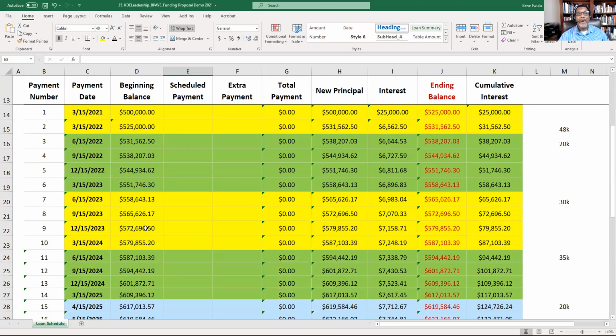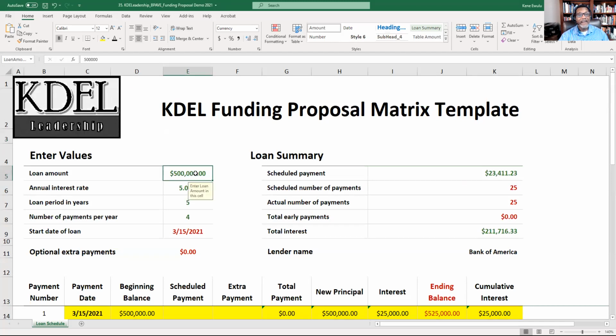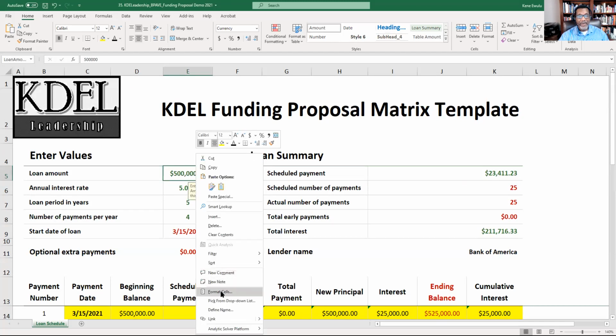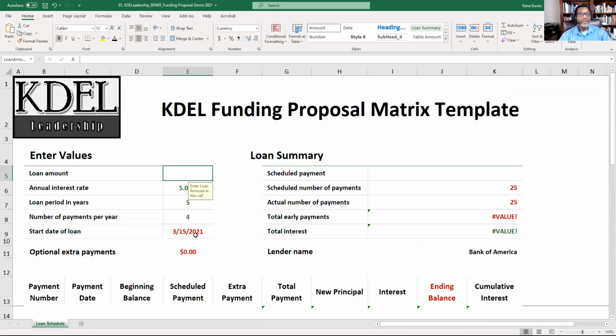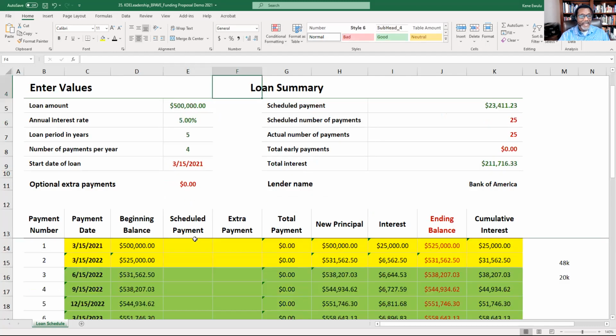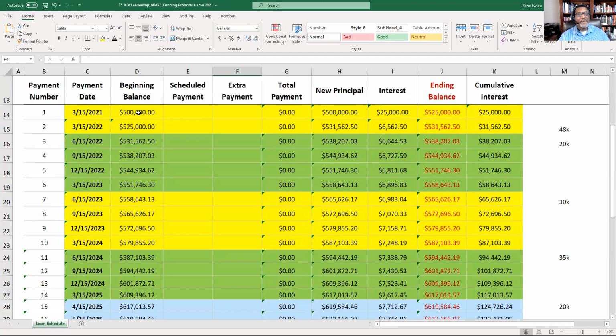Okay, suddenly it populates. Let me go back again here and clear that content. When I clear that content, guess what happens? We have zeros everywhere here. Nothing shows, okay? Until I go back here and type in 500,000. And immediately I do that, guess what? My beginning balance is 500,000, okay? All right, and this is what it shows me.